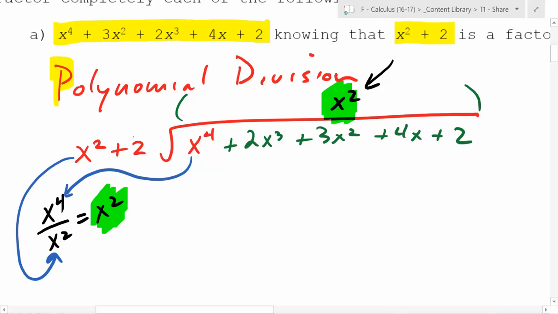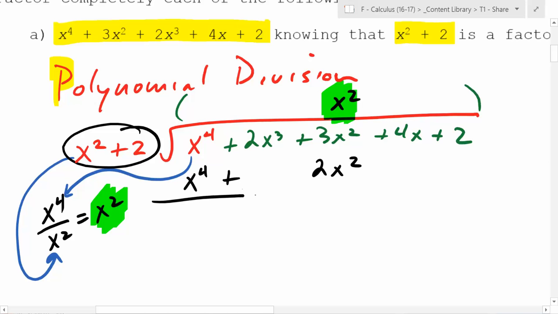Multiply by x squared plus 2. So when you multiply by x squared plus 2, what do you get? X to the 4th plus what? 2x squared. Do you see how I wrote that underneath the right power? Wait, why'd you put x squared above? Because leading over leading is x squared, so you put it there.